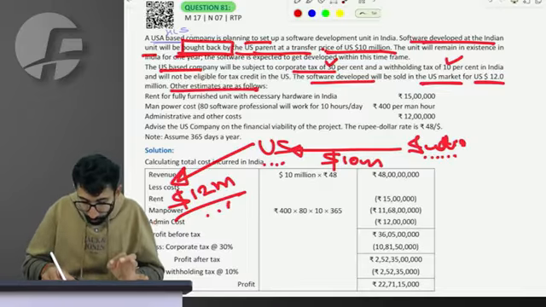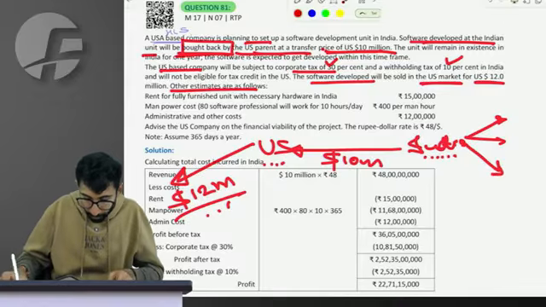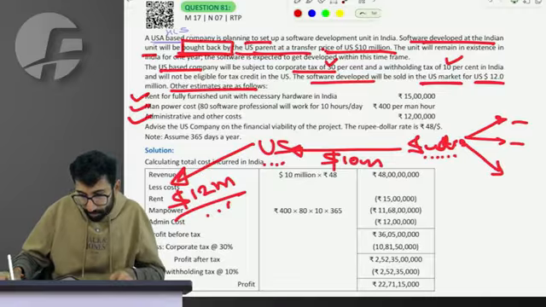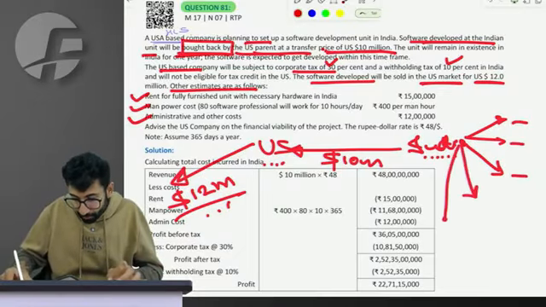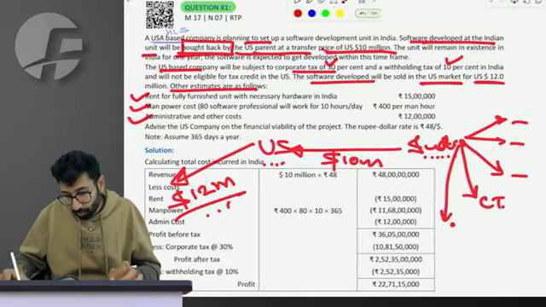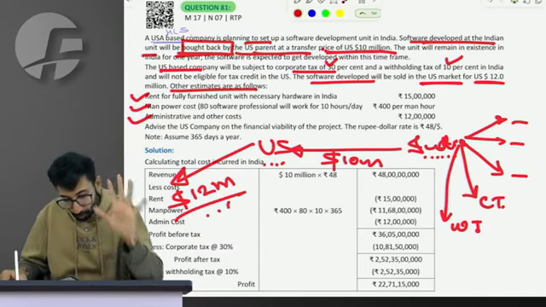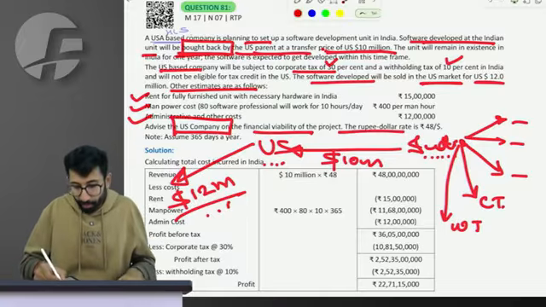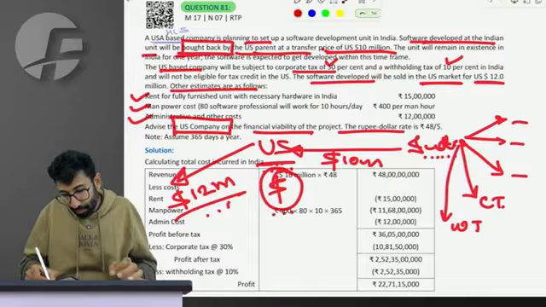Other estimates of cost. In India, we will incur different costs. What costs will we incur? The rent cost, manpower cost, administration cost. Three different costs we will incur in India. Along with that, in India, we will incur two types of tax: corporate tax and withholding tax. In India, I will have total 5 costs to be incurred. Advise the US company on the viability of the project. Should the US company do the project or not, which means the final answer has to be in dollars.